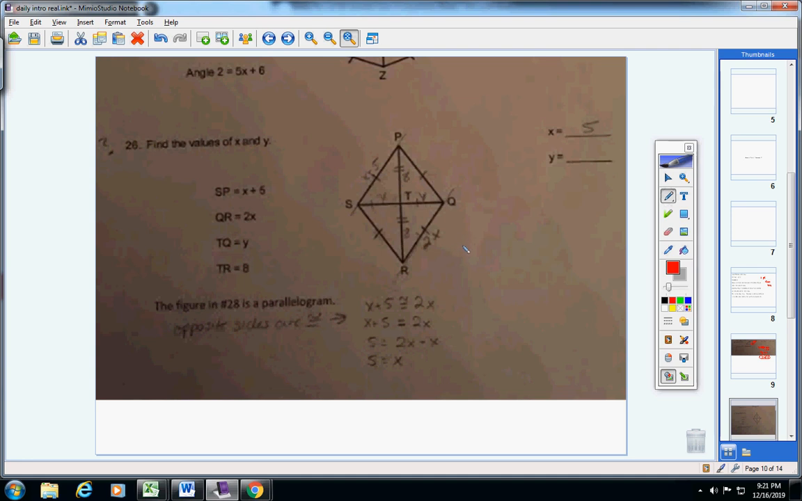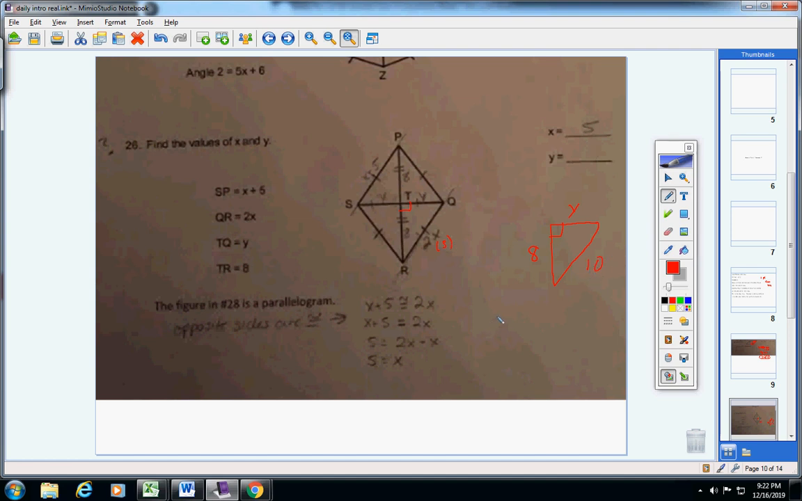we've learned that in a rhombus, and this is a rhombus because all 4 sides are congruent, the diagonals are always perpendicular. Always, okay? So this triangle right here, watch this carefully, Macy, is a right triangle because these diagonals are perpendicular. So I've got a right triangle. This length here is y, this length here is 8, and this length is 2x, but x is 5, so 2 times 5 is 10.